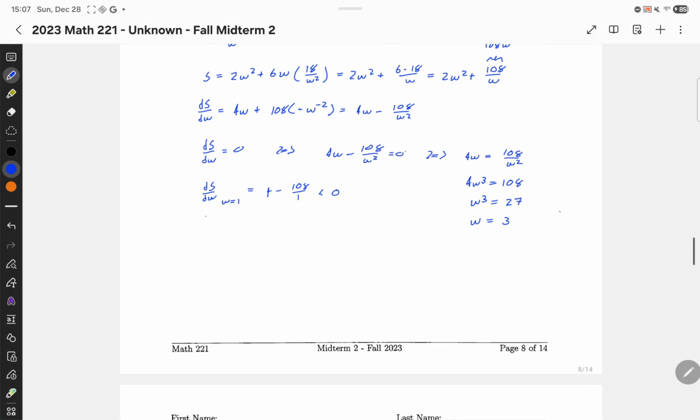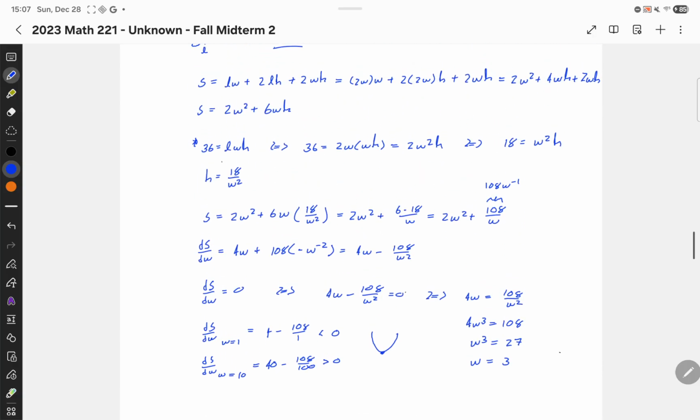And then if we look at a number bigger than 3, say ds/dw with w being equal to, let's just say 10, because it's going to make things easy. This is going to be equal to 40 minus 108 over 100. Again, we don't need to actually calculate this. This is definitely going to be bigger than 0. So in other words, our derivative is negative going up to 3, then it increases. So we're definitely at a local minimum at w equals 3.